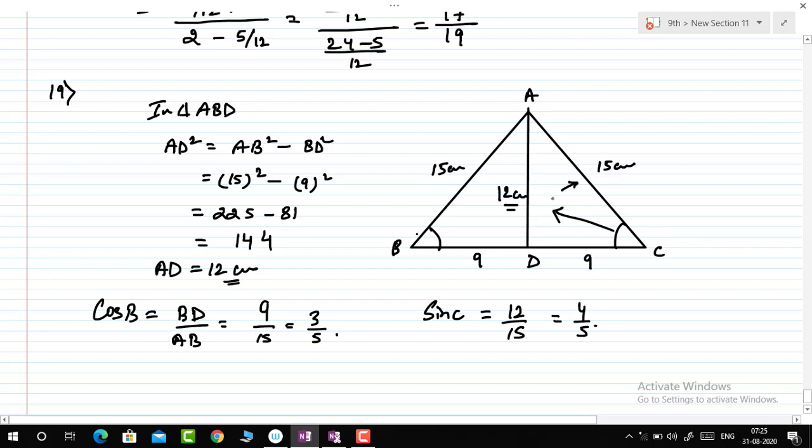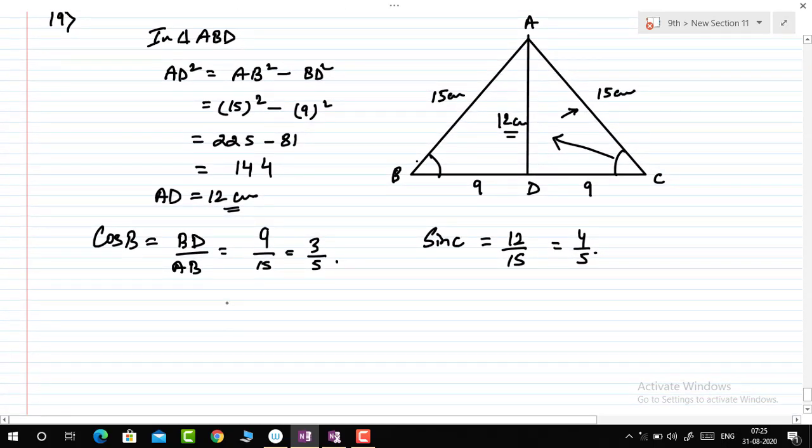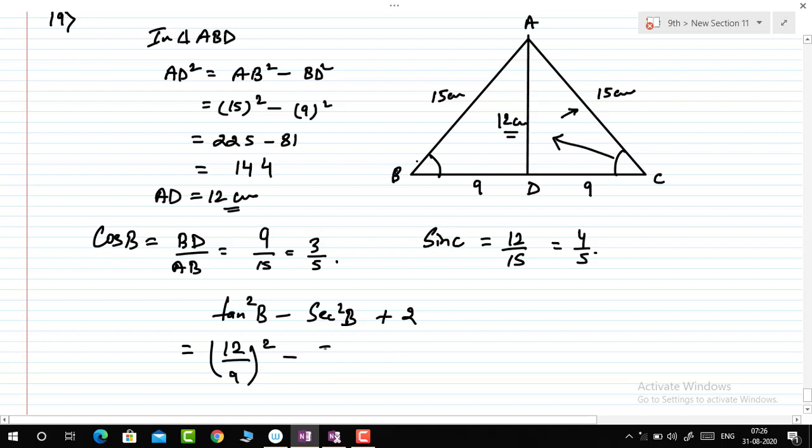Okay, to find the third part, that is tan square B minus sec square B plus 2. So tan B can be written as perpendicular upon base. So perpendicular is 12 and base is 9, so its square, minus sec B. Sec is the reciprocal of cos. So we will take (5 upon 3) square plus 2.